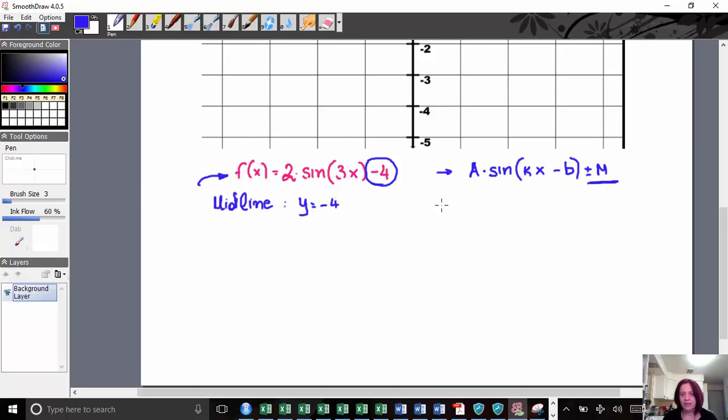What does this mean? This means that your function, that is the function of sine, is going to actually shift down vertically by 4 units. So it's going to shift vertically by 4 units.